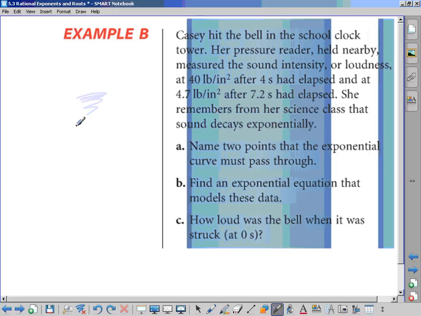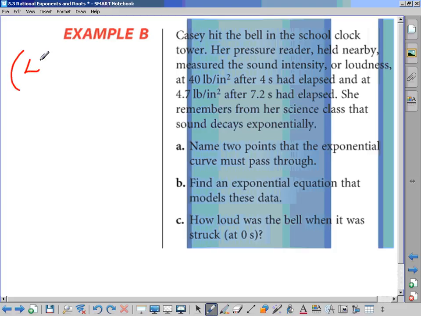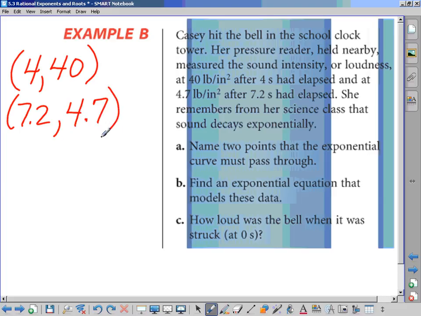Part A, name 2 points that this exponential curve definitely goes through. Well, it needs to go through 4 seconds, 40 pounds per square inch, and 7.2 seconds, 4.7 pounds per square inch. So we know that those are the 2 points on the curve. Find an exponential equation that models these data. Since we don't know the y-intercept, they're not giving us 0, something, we're going to have to use what's called point ratio form. y equals y1 times b to the x minus x1 power.